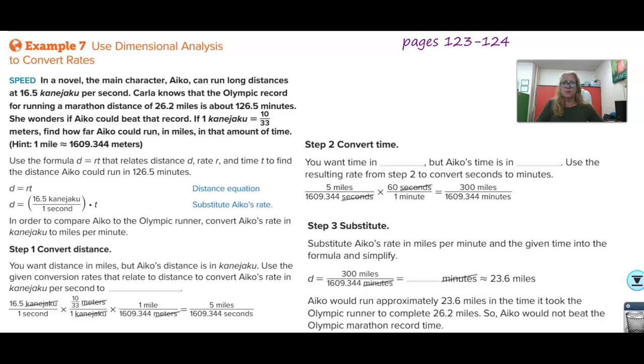Basically, someone's reading a novel about somebody named Aiko who can run long distances. And she wants to know if he could maybe beat the Olympic record for running. I don't know, because maybe she really cares about running or something. But this whole thing is to try to change 16.5, how do you even say that, per seconds, into 26 miles in 126 minutes.